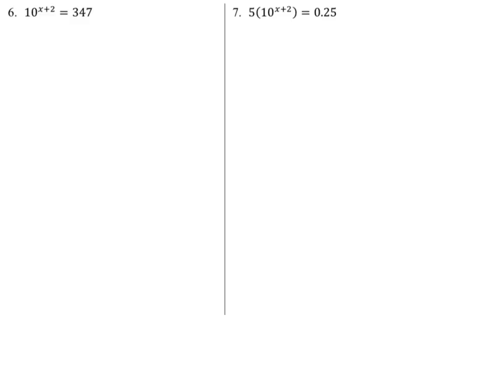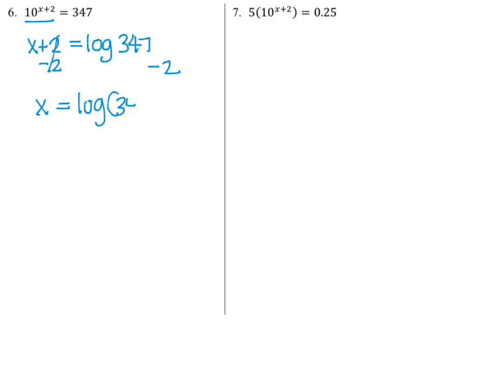On number 6, I have my exponential piece is isolated. So I'm going to put this in log form. I can say x plus 2 is equal to log of 347. I need to get x by itself now, so I'm going to subtract 2 from both sides, which leaves me at x is equal to log of 347 minus 2. I plug that into my calculator, and I get x is 0.54.